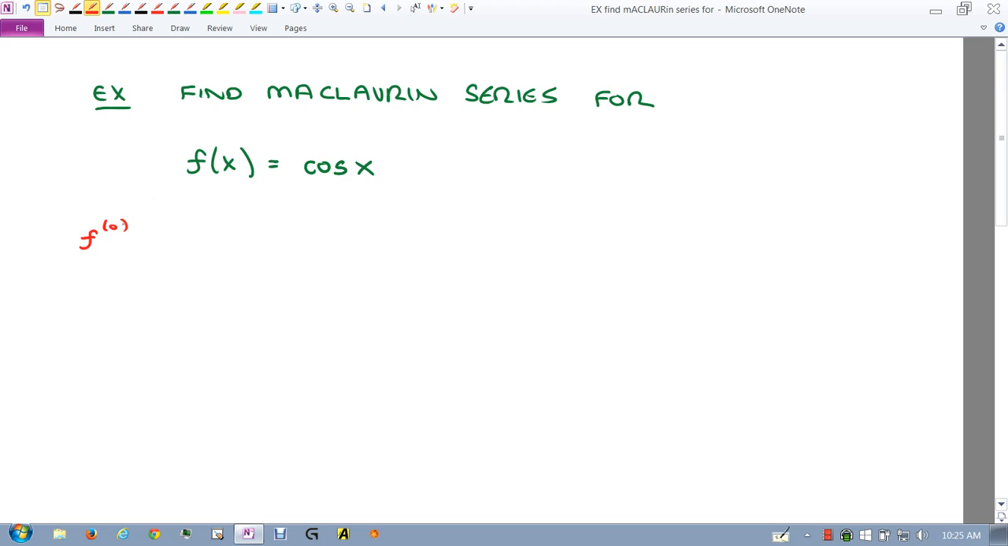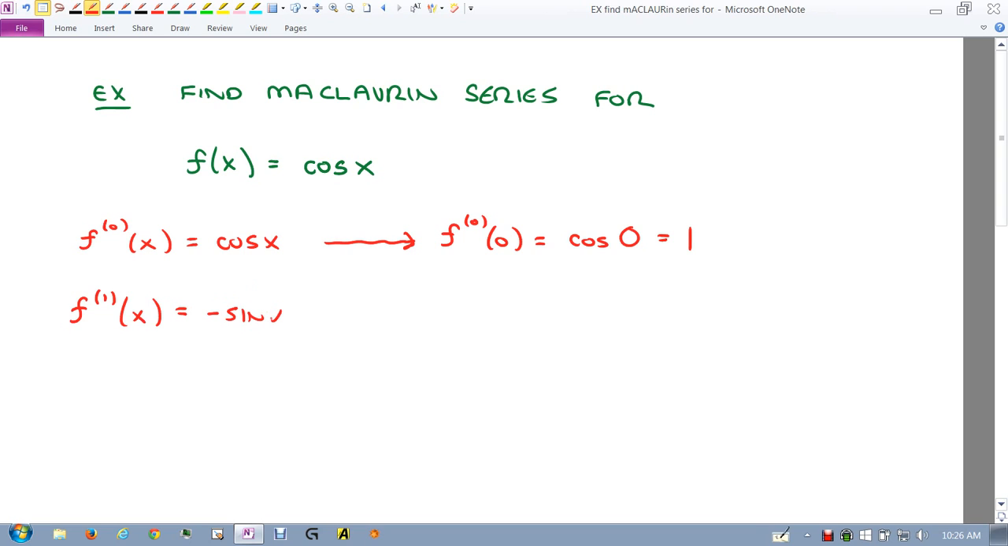What's the 0th derivative of this function? Itself. And then, do we know what the 0th derivative is at 0? Yeah, cosine of 0 is 1. Okay. Now the first derivative. What's the first derivative of cosine? Negative sine of x. And there, when we plug 0 into that, what is negative sine of 0? 0.